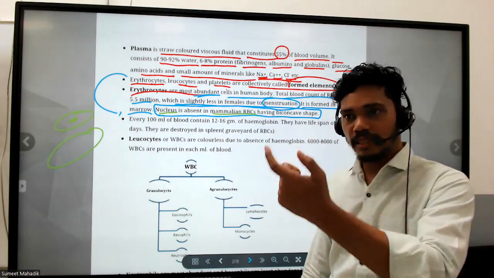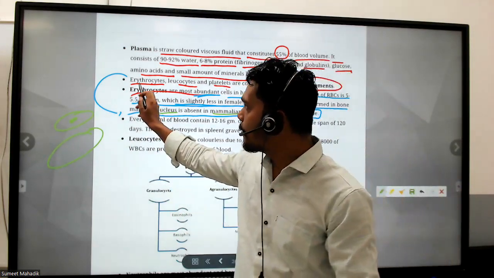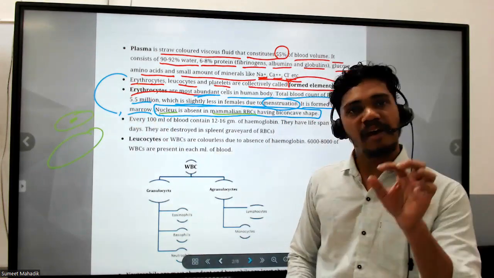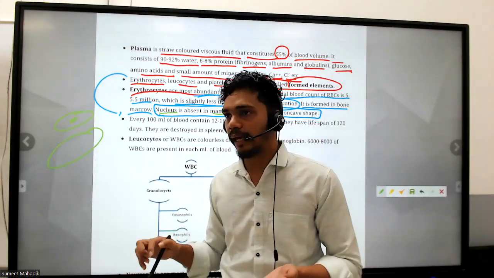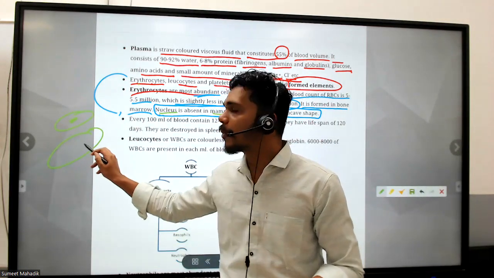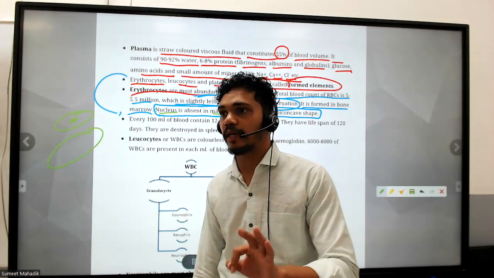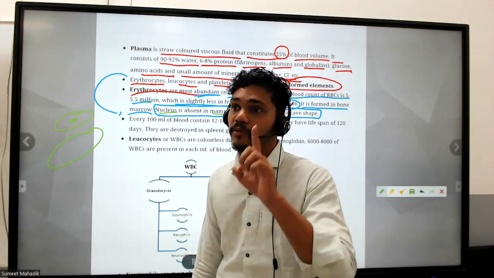Initially, when the RBC just forms with the help of erythropoiesis, they have a nucleus. But once they mature, the nucleus is not there. What is the reason? Maximum space should be utilized for the exchange of gases. This point is clear. This asks for 1 mark.